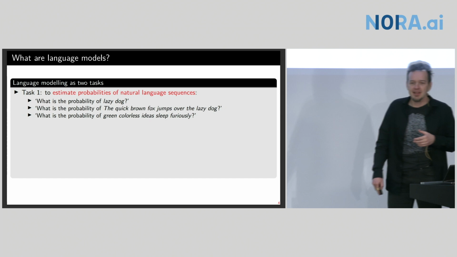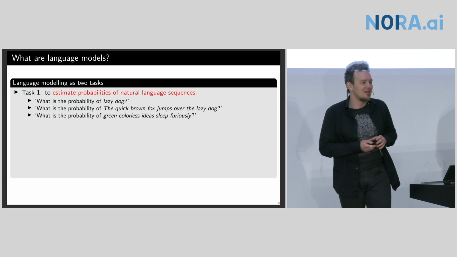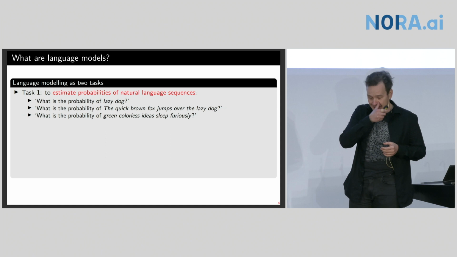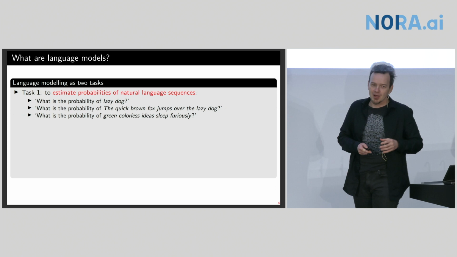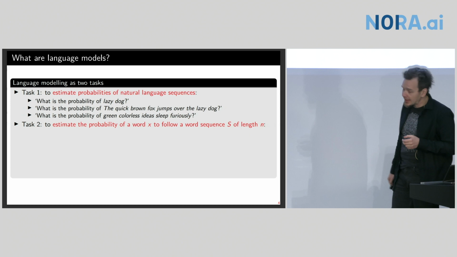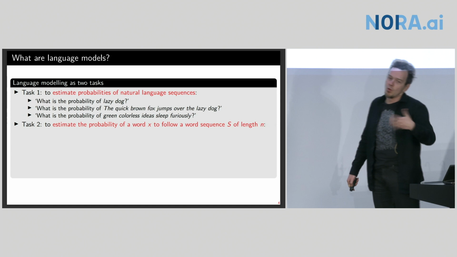Yes, those of you who read Noam Chomsky or who are familiar with his theories should know this sentence. But anyway, any speaker of English can understand that, of course, these sequences have different probabilities. So you have different expectations as to how probable it is that you will see these in natural texts, right? And the second task is to estimate the probability of some word, word X, for example, to follow some word sequence of some length.